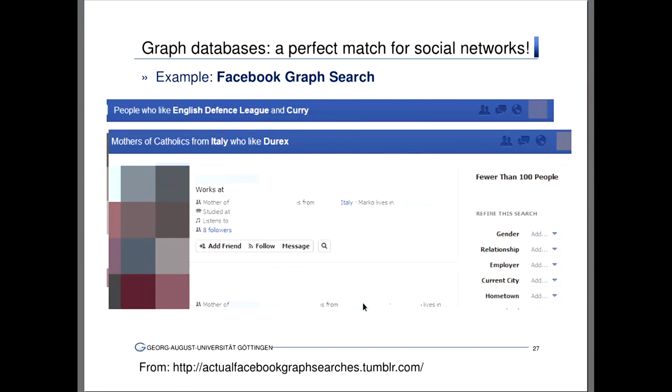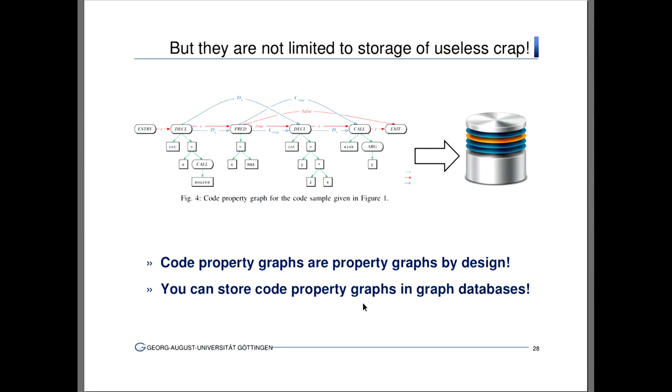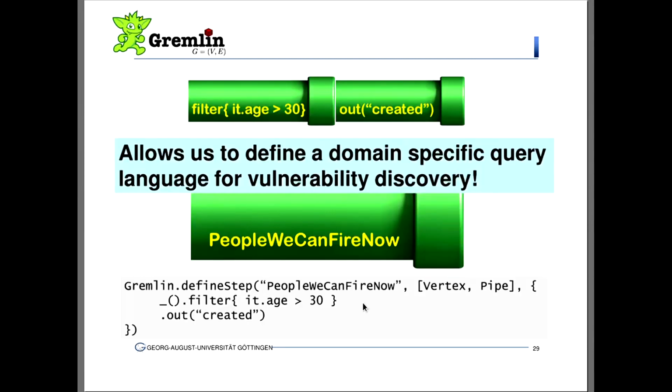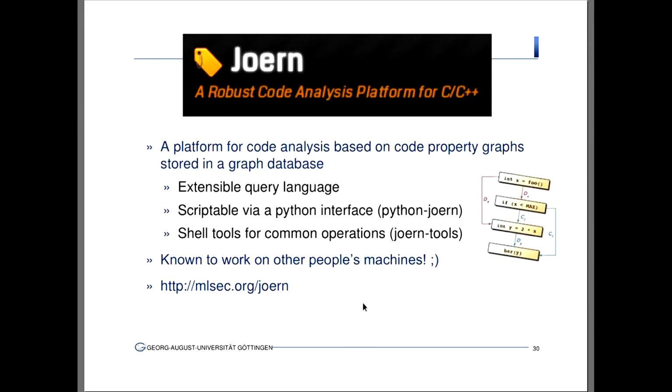But the amazing thing is, you can store other useful things in graph databases. The code property graph, by definition, is a property graph. So you can store it in a graph database. And now we can use this trick, taking walks in this graph and giving them a name, to define a domain-specific query language for vulnerability discovery. That's the idea. And we did all this and made it open source so you can play with it.